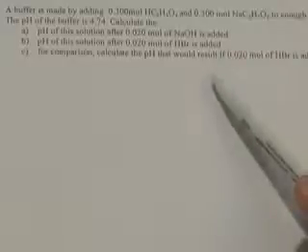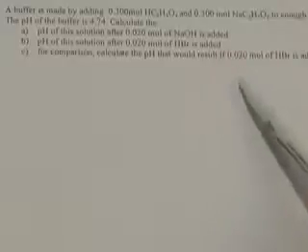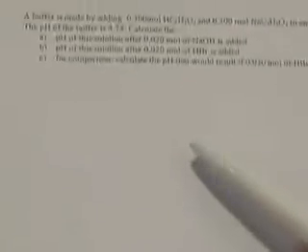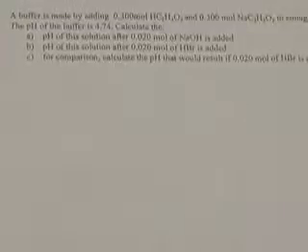The first question says, a buffer is made by adding 0.3 moles of acetic acid to 0.3 moles of sodium acetate to enough water to make 1 liter of a solution. The pH of the buffer is 4.74. Calculate the pH of the solution after we add NaOH to it, after we add HBr to it, and for comparison, calculate the pH that would result if 0.02 moles of just HBr were added to 1 liter of pure water. Let's work this problem backwards and find out what is the pH.